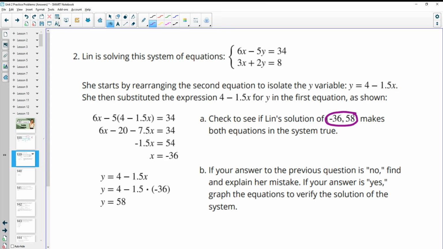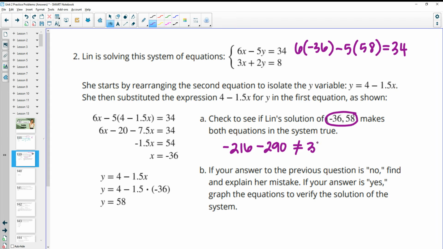So when we do, we'll do 6 times -36 and then -5 times 58 and see if that equals 34. Well, 6 times -36 is -216. And then -5 times 58 is -290. And so that for sure does not equal 34. So no, this does not make the equation true. That means that Lynn must have done something wrong in her work.